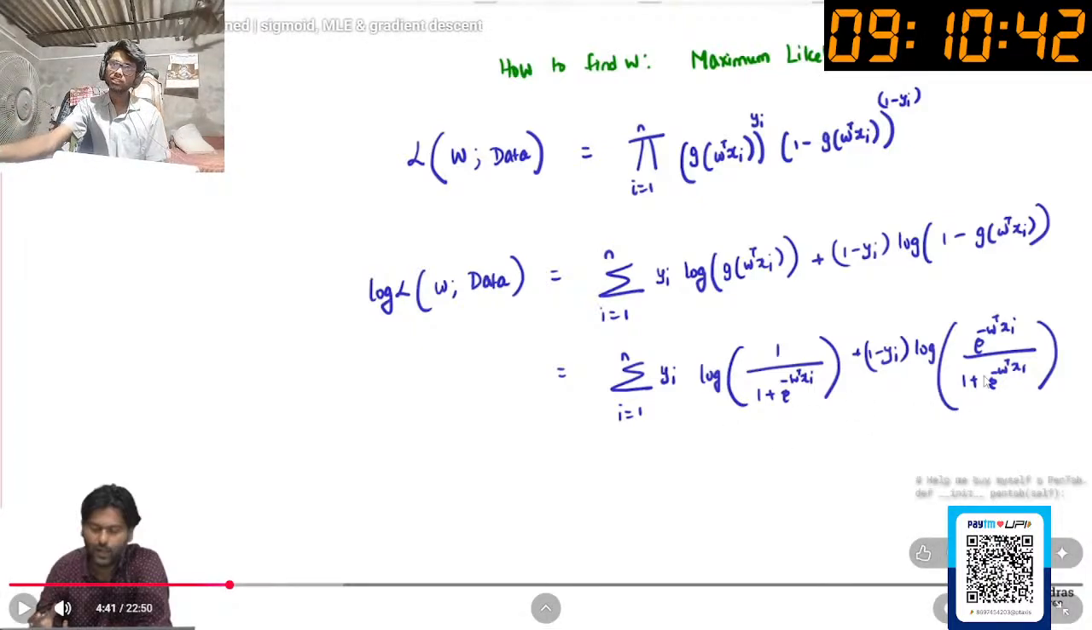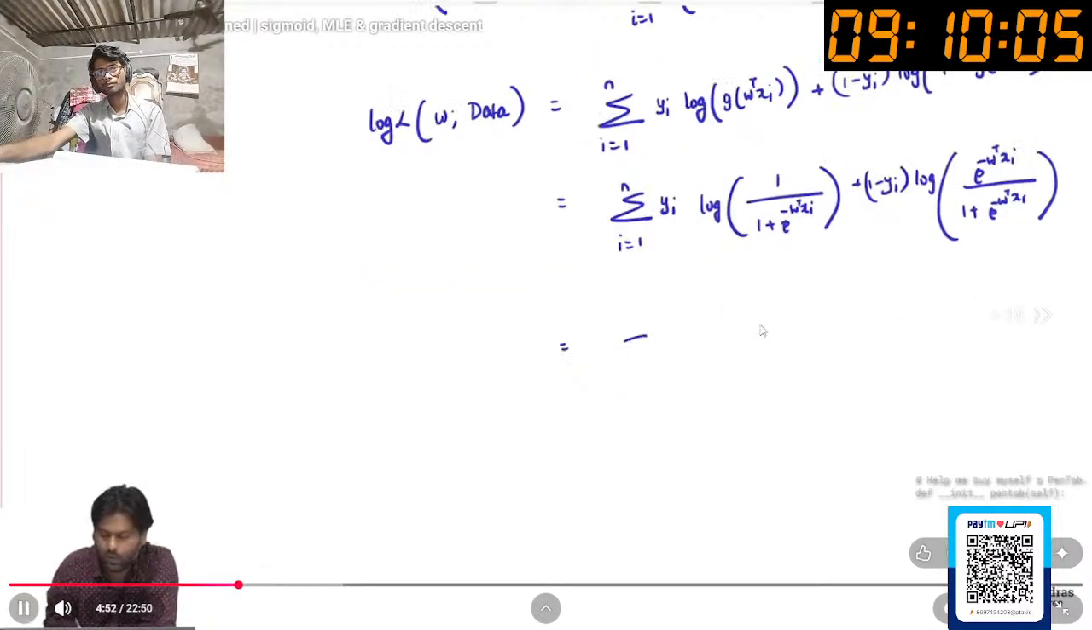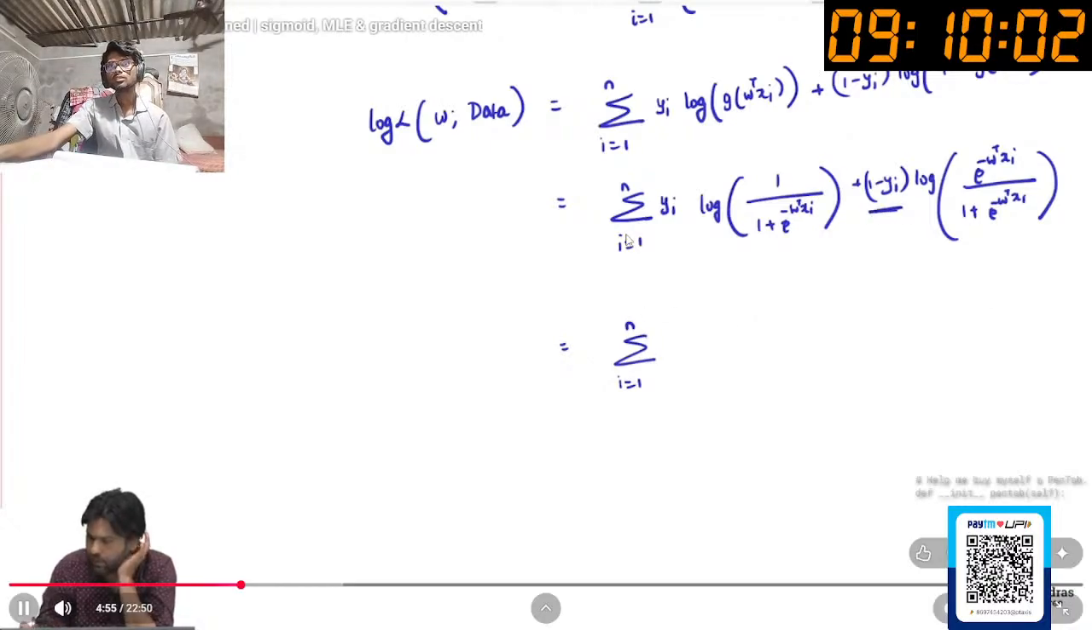Here we need a bit more explanation. You just need to expand this once again. What you should do is further divide this in this form: log of a divided by b is log of a minus log of b, and this will be multiplied with 1 minus yi. So 1 minus yi is being multiplied with log of the numerator minus the denominator, and after simplifying it, there is a 1 minus.